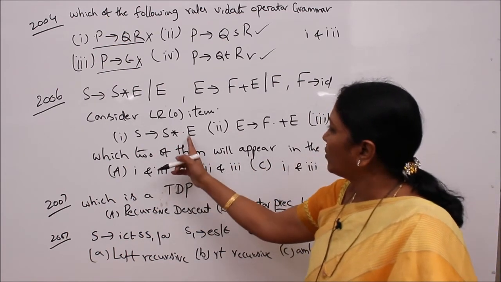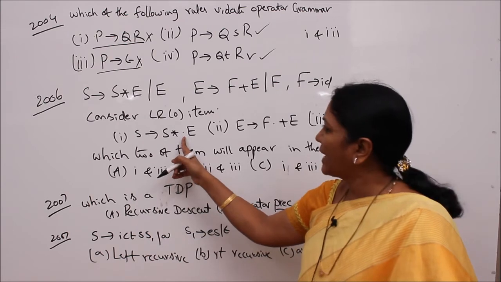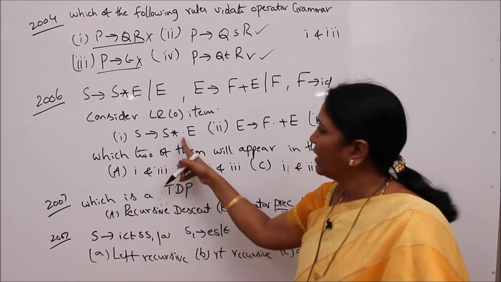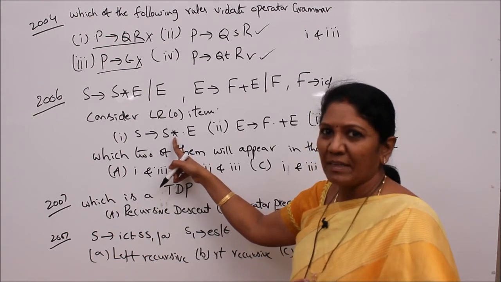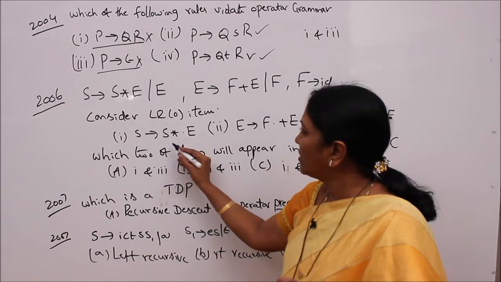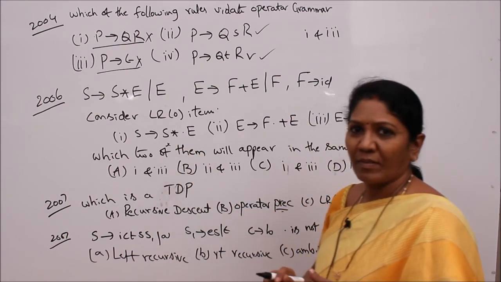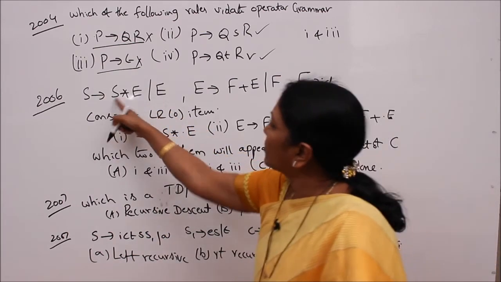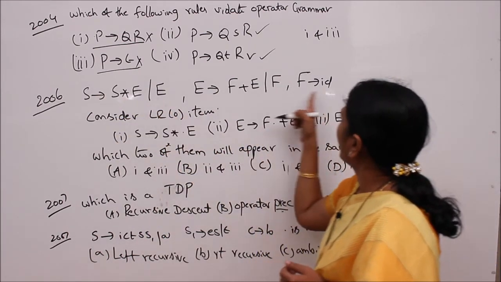Suppose you look at here, when do you get this particular item? A transition on star gives you this item, isn't it? When the next lookahead symbol that is seen is star, then naturally you move the dot next to star. So this is a transition on star. Whereas if you look at the state, transition on star would be only this one. You don't get any other.